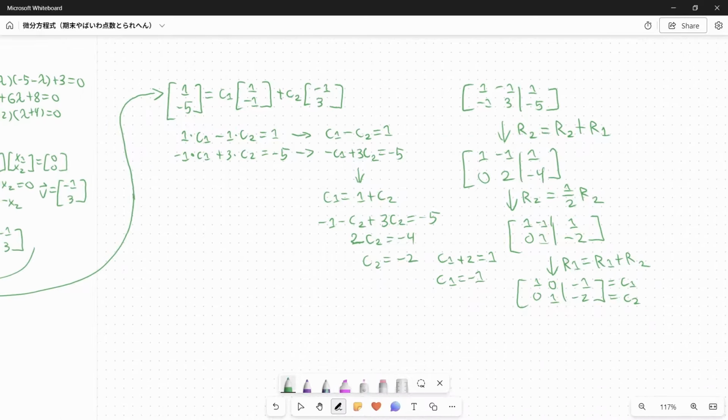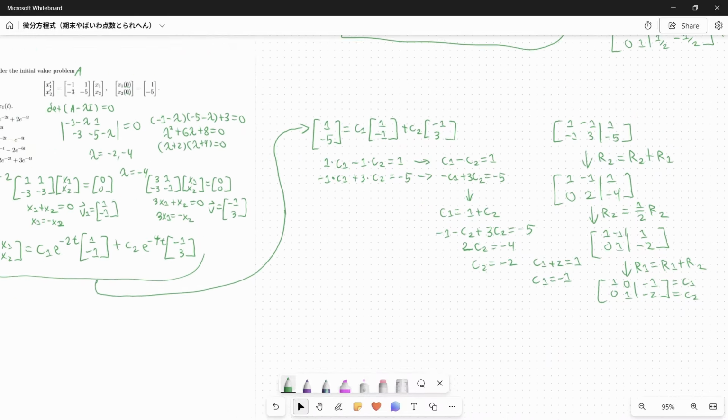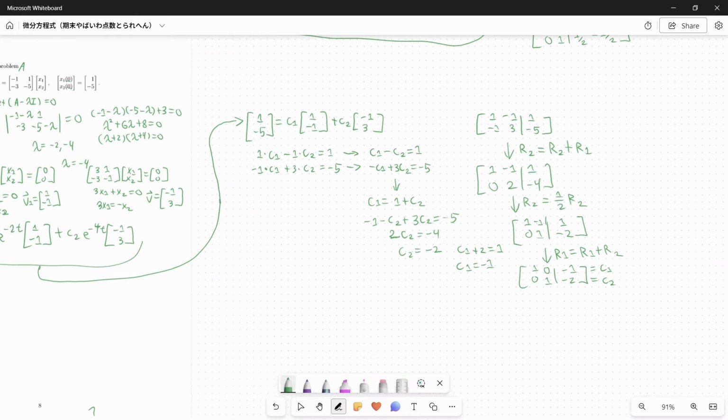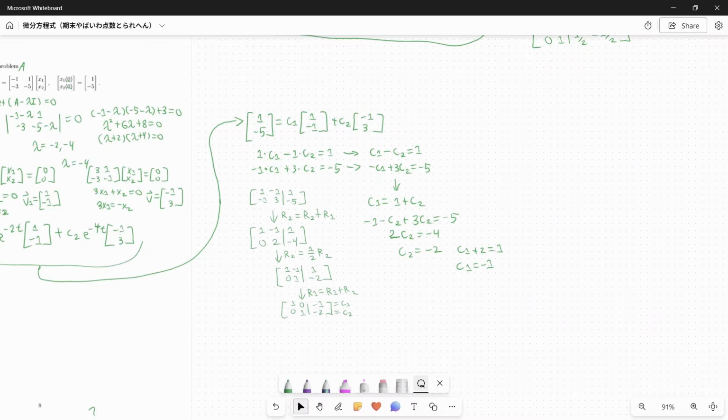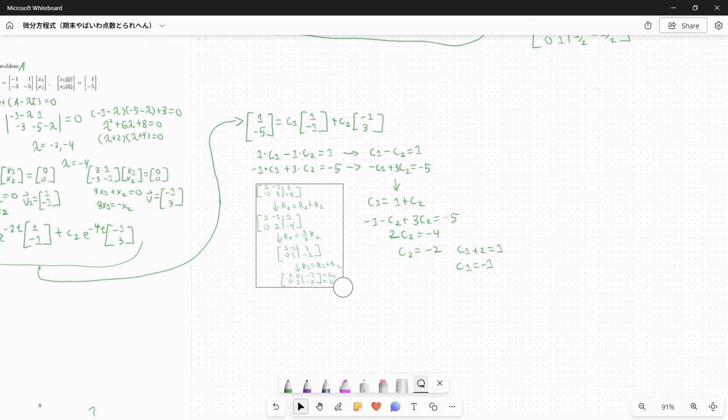So you should end up with a particular solution that's equal to, let me condense things a little bit. Let me move this somewhere else. Let me shrink this and then move that over here, and then shrink it again.